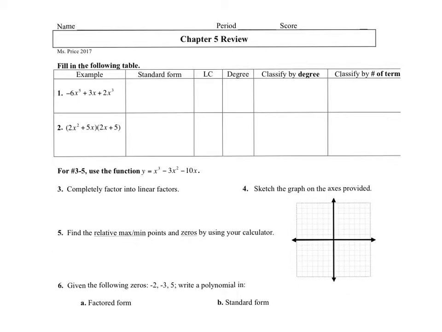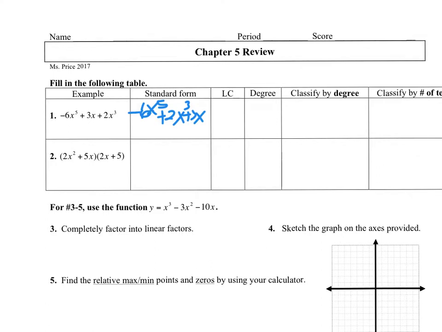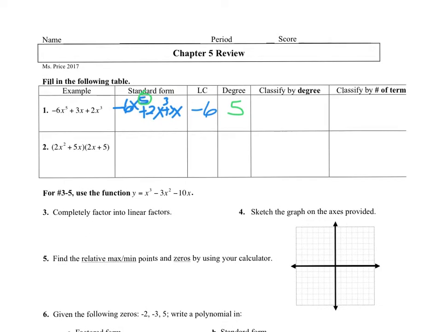Number 1, standard form is descending order of exponents. So let's start by reorganizing our information. We have -6x to the 5th plus 2x cubed plus 3x. Our leading coefficient is the number that's leading this, -6. The degree of the polynomial is the biggest exponent you see, which is 5. It's raised to the 5th power, so it is a quintic.